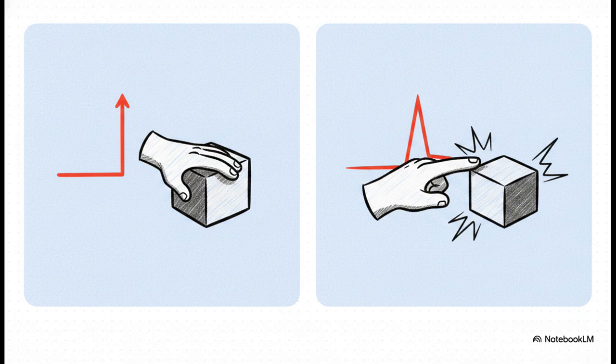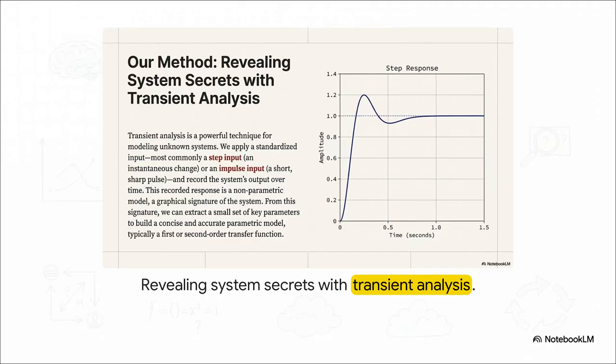An impulse input, on the other hand, is more like a quick slap. It's a really short, sharp, high-amplitude pulse that jolts the system for just a tiny fraction of a second. When we record the system's output over time, we get this really cool graphical signature. We call this a transient analysis. It acts as what's known as a non-parametric model. Literally, just by observing the curve, seeing how fast it rises, if it wobbles at all, exactly where it settles, we can extract a small set of key parameters to build a super concise, incredibly accurate model.